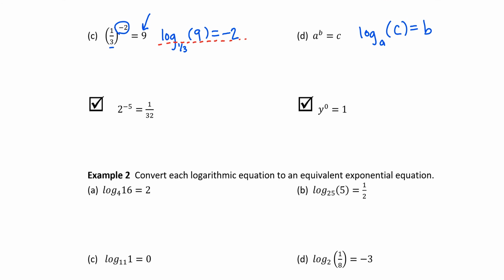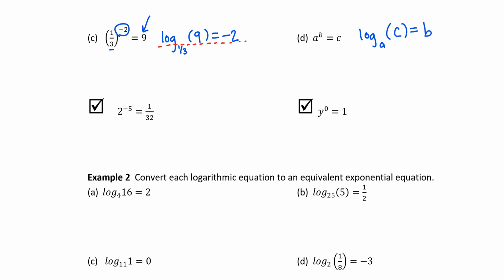If you want to pause the video and try the next two check boxes and then turn it back on, let's see if you get it right. 2 to the negative 5 equals 1/32 could be written log base 2 of 1/32 equals -5. Again, check your baseline. Make sure that you've written everything in the correct position. And then finally, log base y of 1 equals 0. Hope you got those right. So that is how we go from exponential form to logarithmic form.